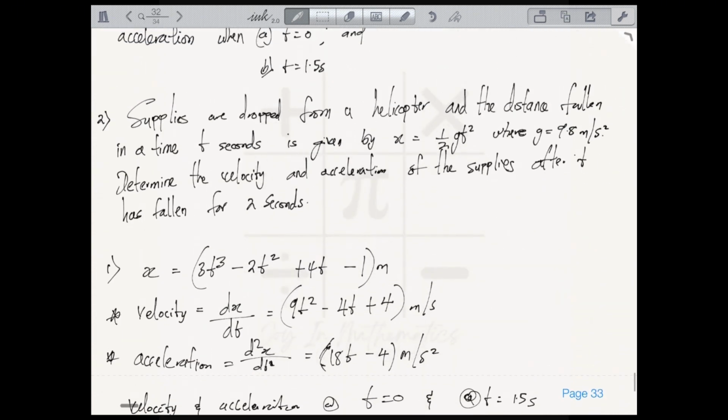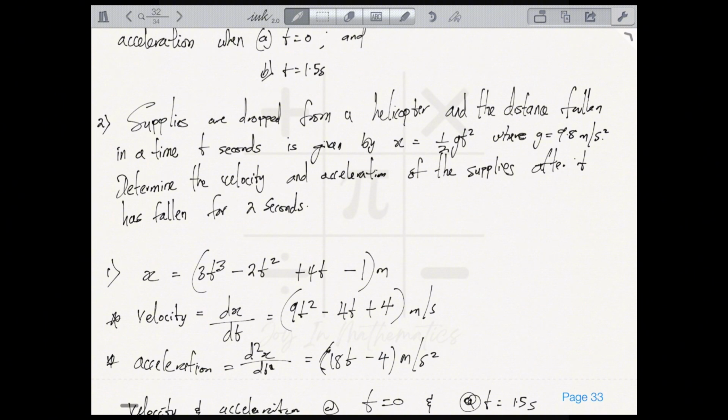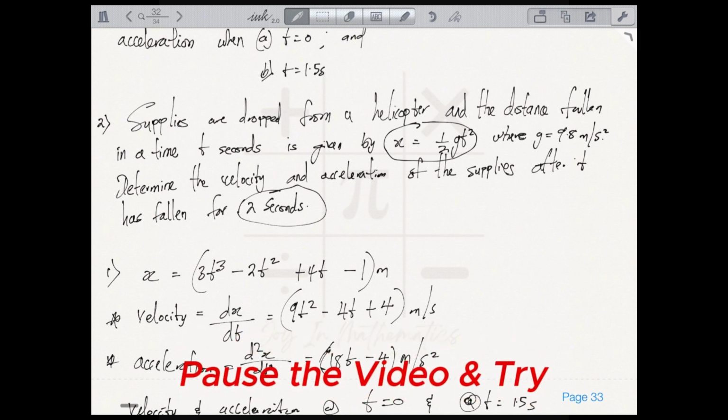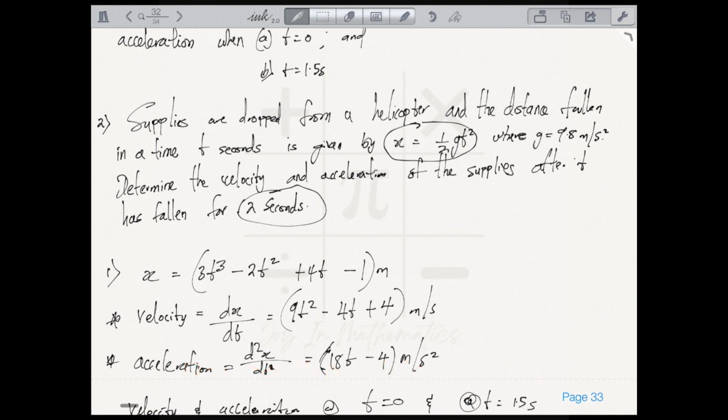So now we want to solve the next example. Supplies are dropped from a helicopter and the distance fallen in a time t seconds is given by x equals half g t squared, where g equals 9.8 meters per second squared. Determine the velocity and acceleration of the supplies after it has fallen for a time of 2 seconds. This is similar to what we've done before, so you can pause the video right away and try to solve this.